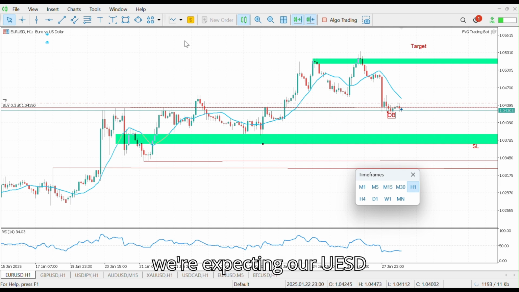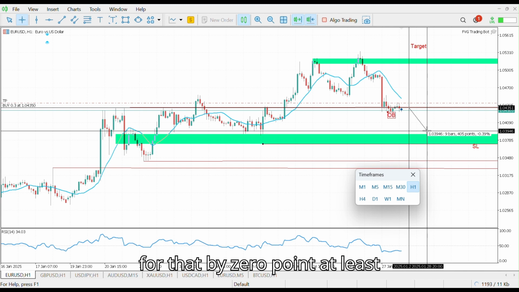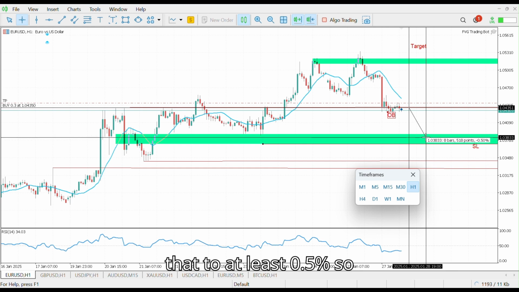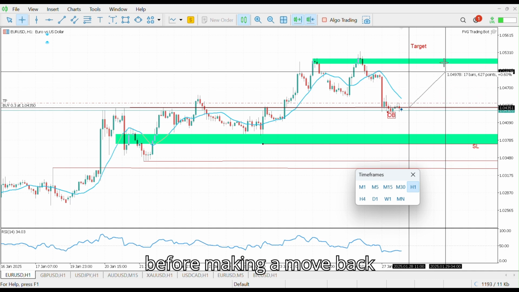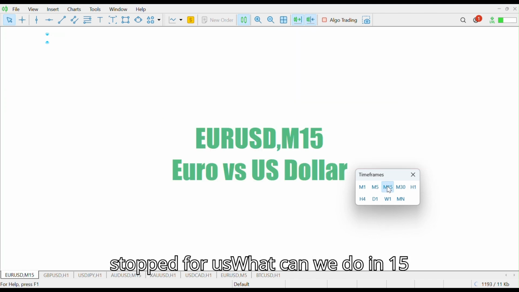we're expecting EUR/USD first to drop further, let's say at least 0.5%, before making a move back up, so as to gain a total of 1.26%. So now let's see what 15 minutes has in stock for us. What can we do in 15 minutes?